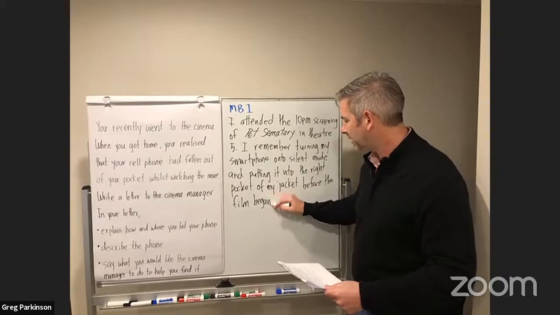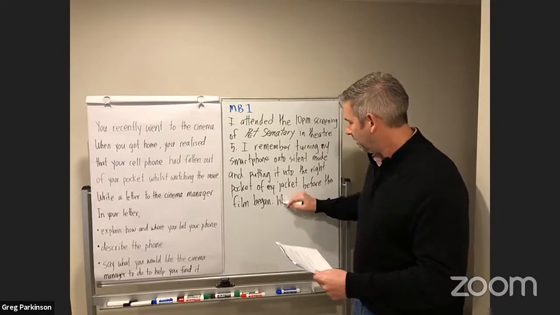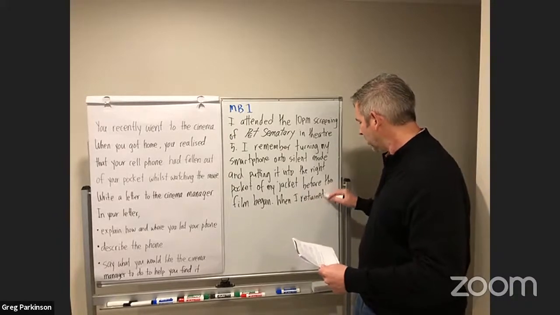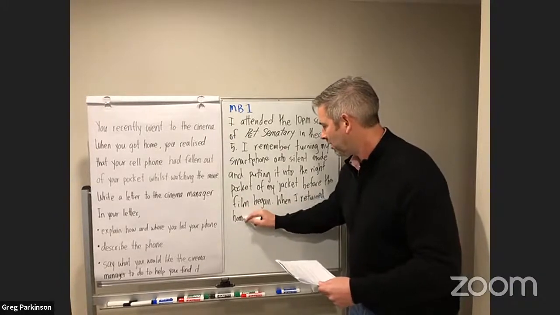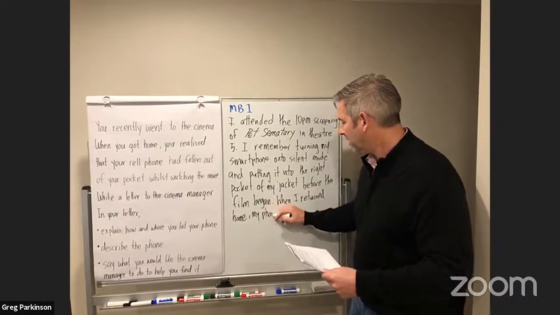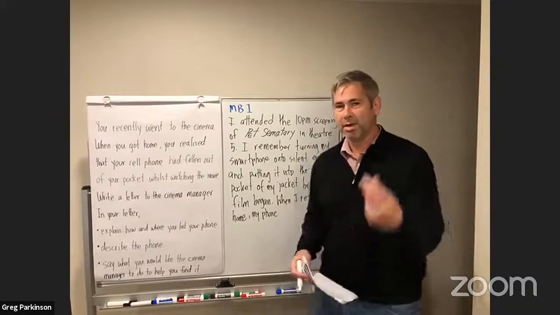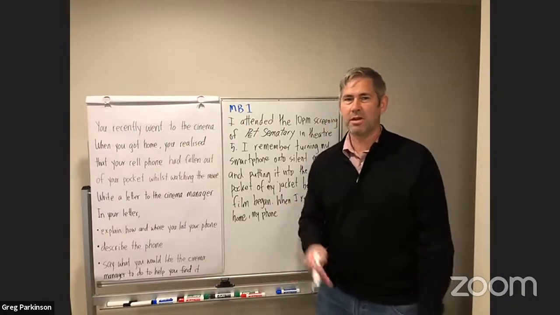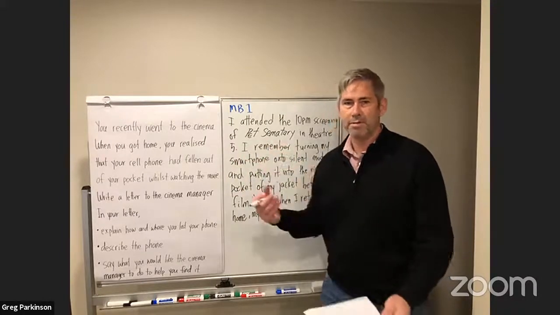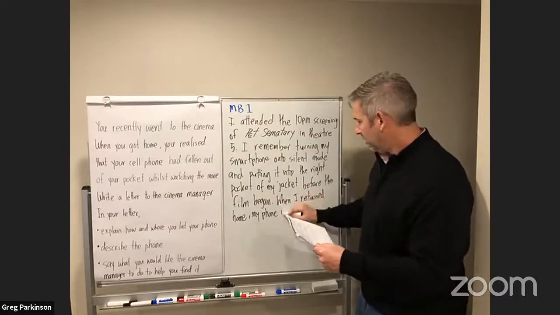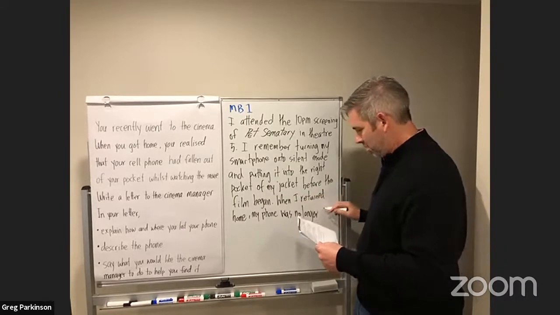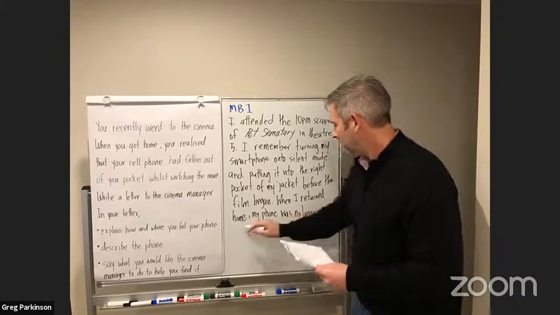So next sentence, when I returned home, my phone. Now, obviously, smartphone is another word that I don't want to repeat all the time. So I'm just going to use smartphone, cell phone, and phone, and just try and rotate the use of those words. Was no longer in my pocket.